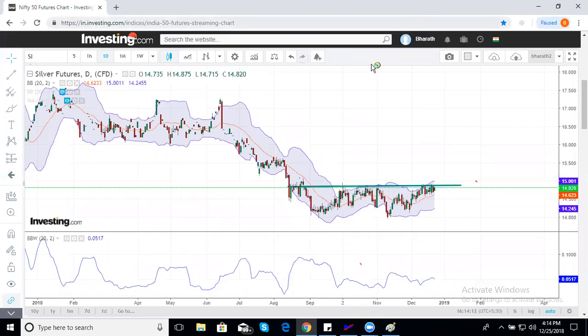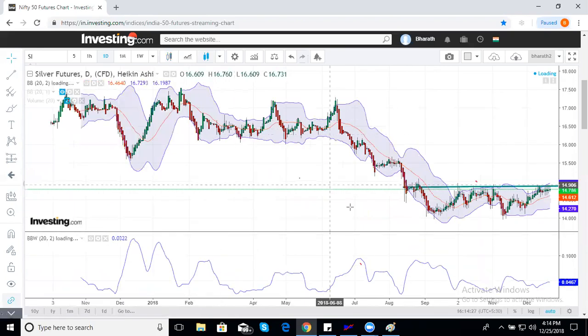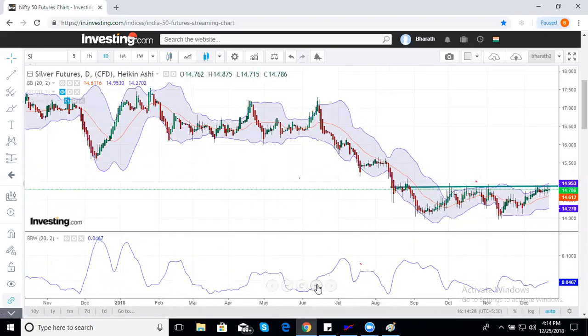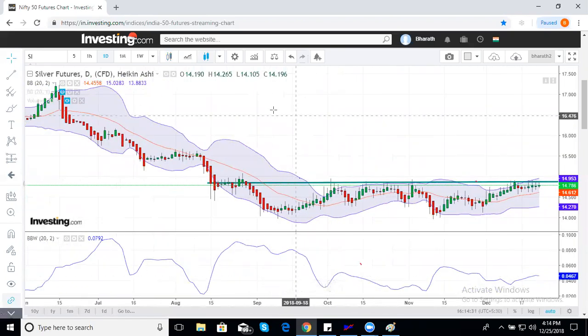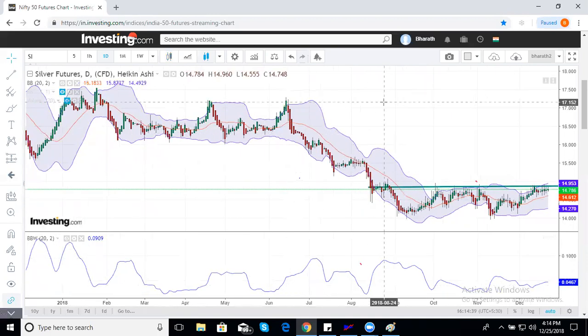Can I use any other chart other than candlestick, like Heikin-Ashi? Heikin-Ashi is okay if you want to use it. Heikin-Ashi is nothing but a candlestick. It means more or less candlesticks only, but combined. But I would see much on candlesticks also. Heikin-Ashi is almost equal to candlesticks only, right?